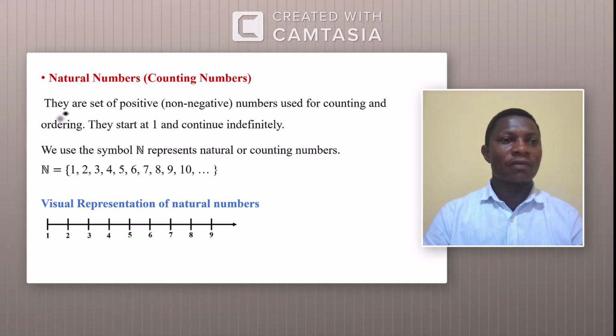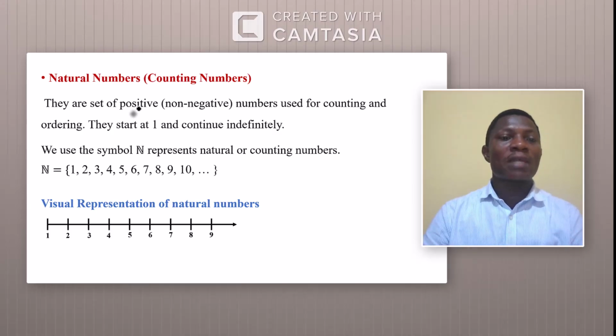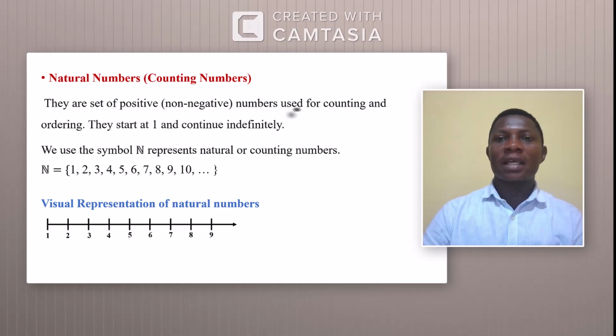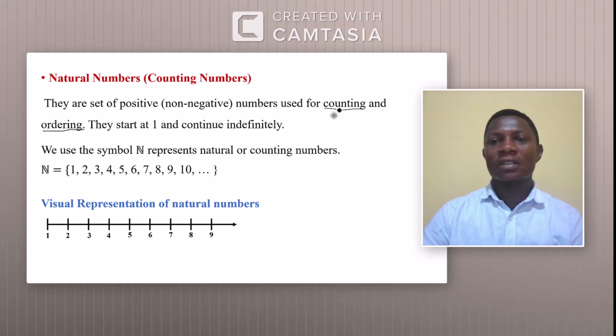the explanation of this definition. So we said they are a set of positive numbers. So it means natural numbers are not negative numbers. They are always positive numbers. And they are used for counting. That's one of the major uses, and also for ordering. Now let's look at counting first.